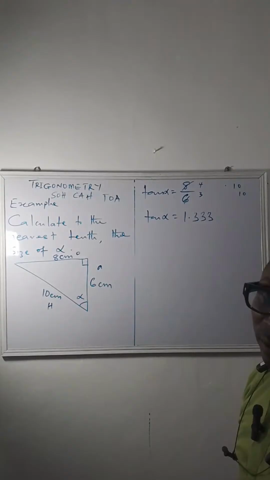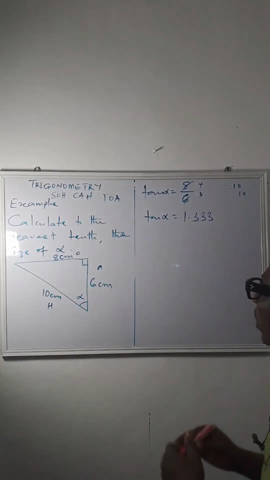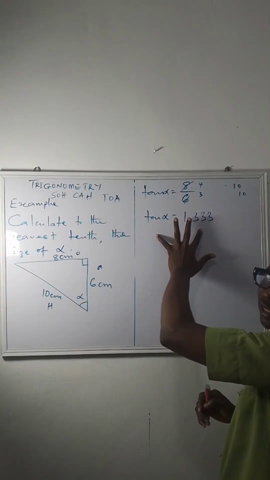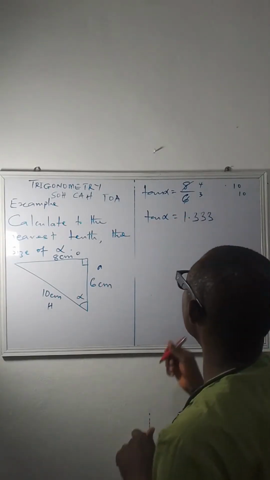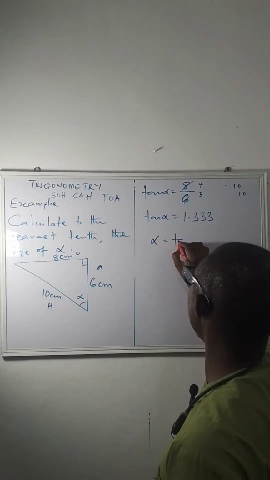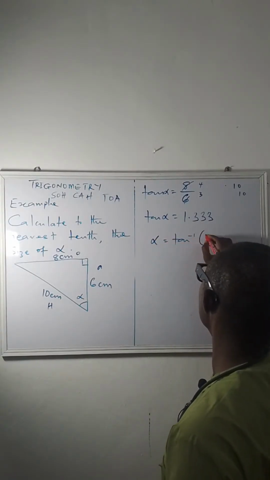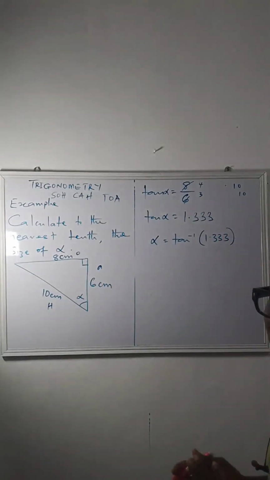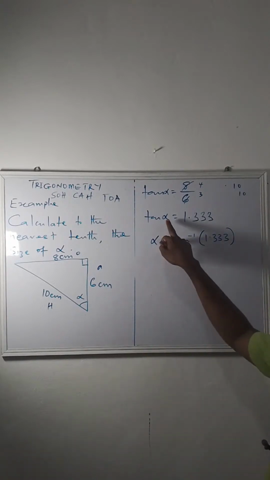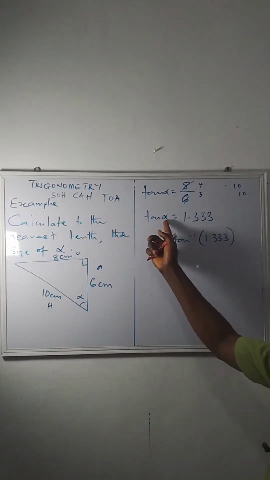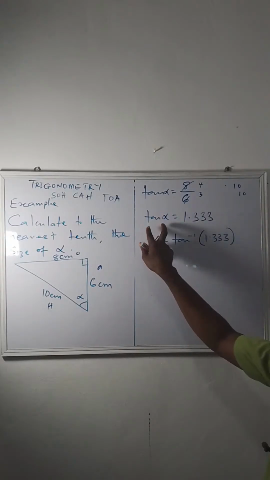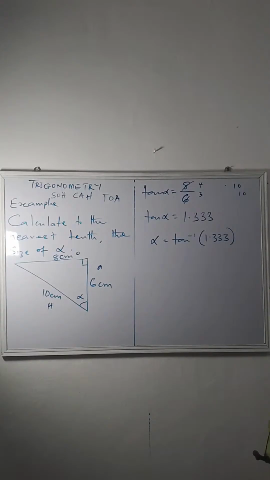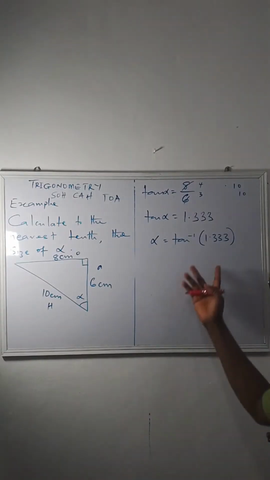So the next thing is we are looking for alpha, so you take arctan of both sides. If you do that, you have alpha equal to arctan of 1.333. I want to believe everybody understands this. This is what you are looking for. I'm looking for alpha, so it's just like you are taking away the tan. Once it comes here, it becomes arctan. So this is what we have.